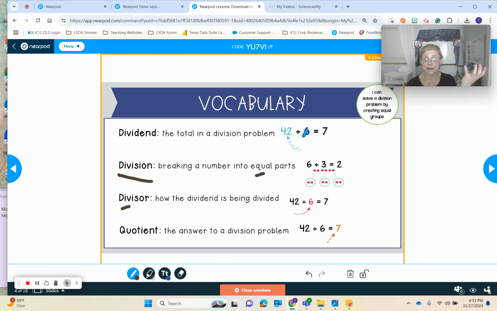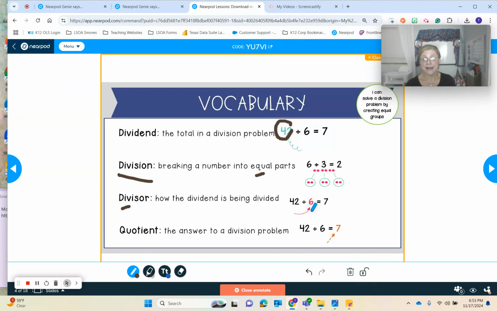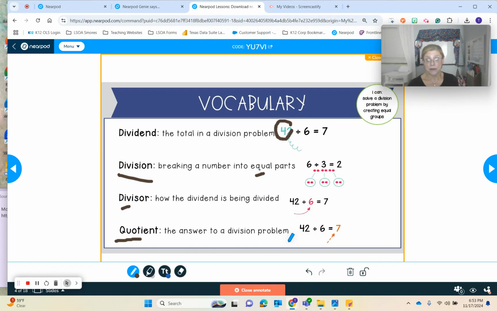Divisor. So dividend is that whole number. The divisor is how the dividend is being divided: how many equal groups we're going to break that dividend into. So we have that 42. So how many equal groups are we going to break that dividend into? And then the quotient is the answer to the division problem.